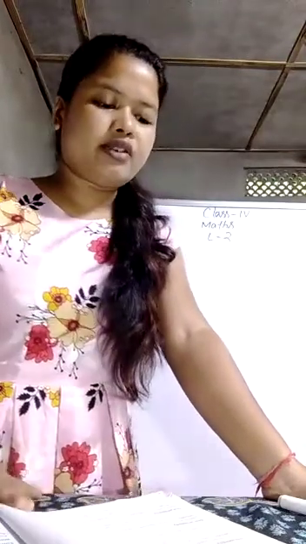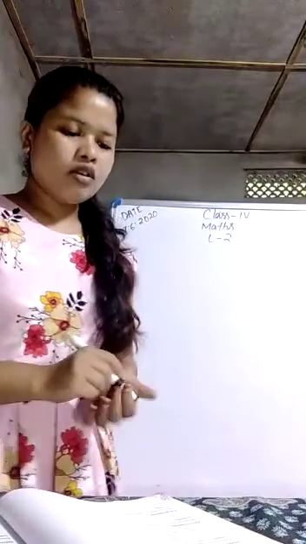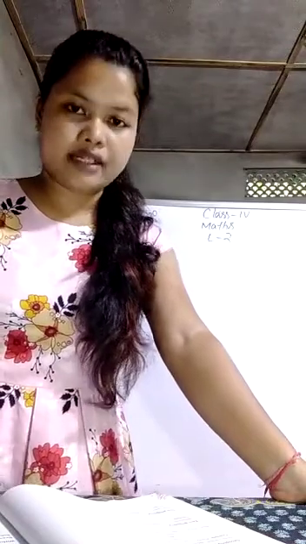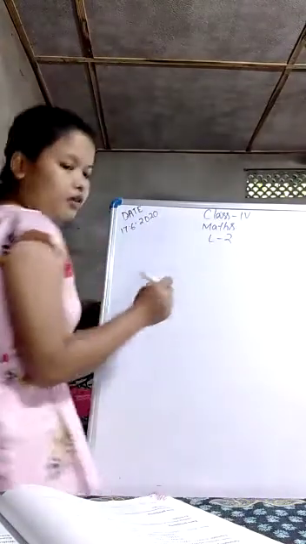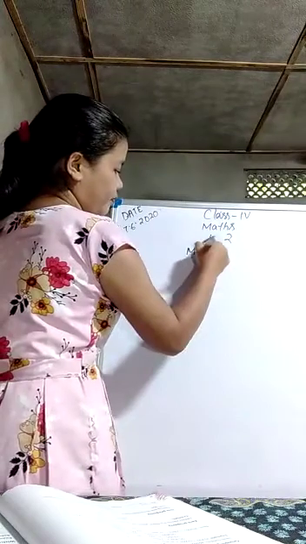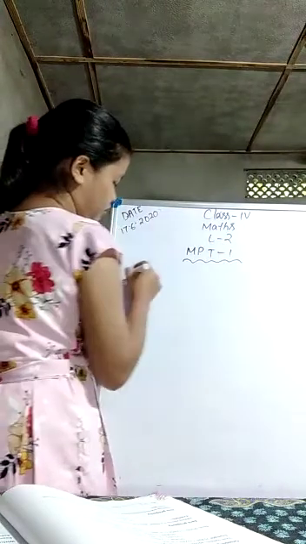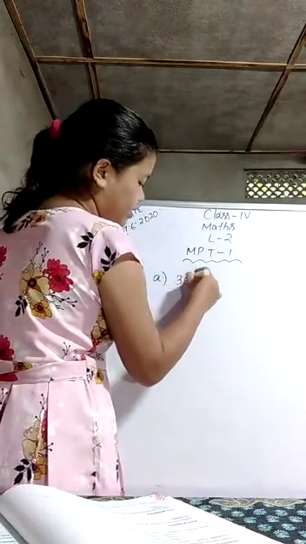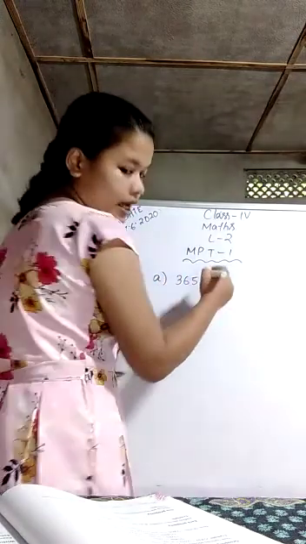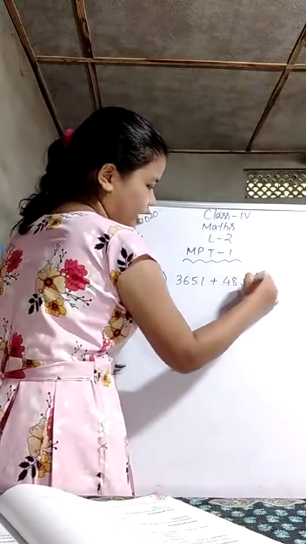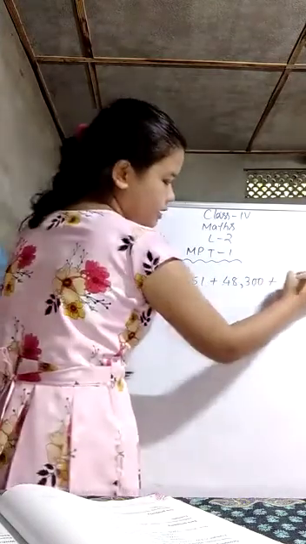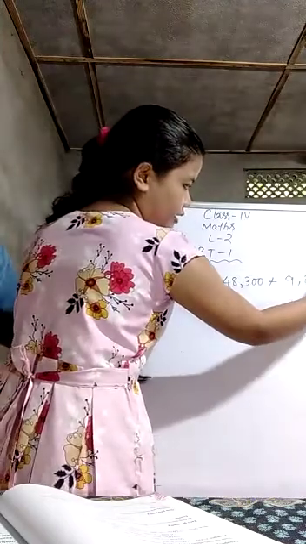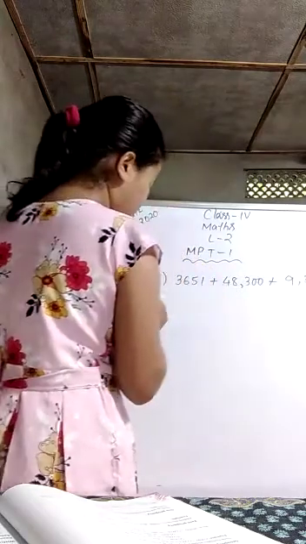Now see question number 3, solve the following. Here the question is given in rows, so first we have to write in columns. I will do one from question number 3. Question number 3A is 3,651 plus 48,300 plus 9,36,815. So we have to add this.